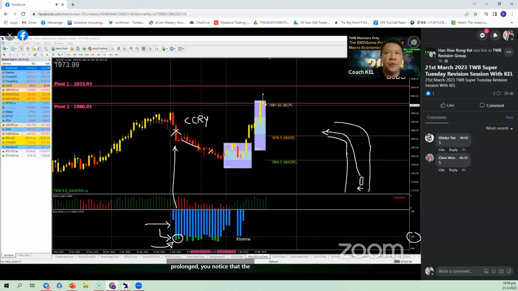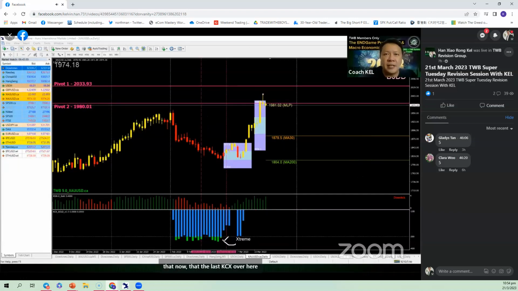As the days prolonged, you notice that the market keeps on going down, no CCRY available, and there are multiple KCX. You may ask, which KCX is accurate? There's no accurate KCX. As long as you see green color, that means on that day itself, they're looking out for any CCRY. As the days prolonged, you notice that the last KCX over here is blinking. Why is it blinking? Because this is the last KCX that has been seen before today.